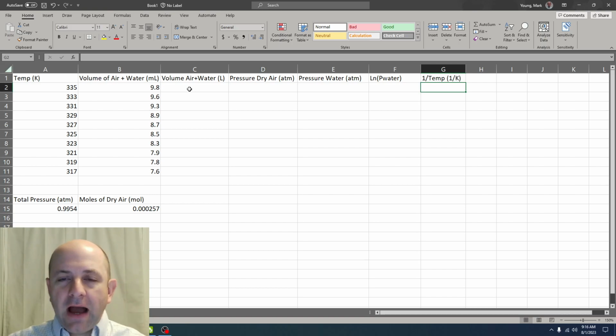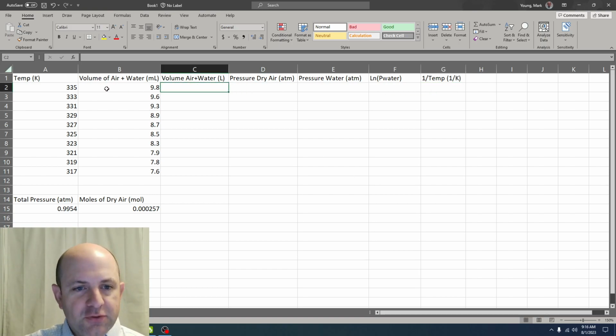But we're going to go through how we set these up in Excel so that it will do the math for us. And then once we've got our data, let's go back through, do the graph, and make sure we have all our things properly so it's a good graph. So the first one here, we want to go from milliliters to liters. That's just a simple metric conversion.